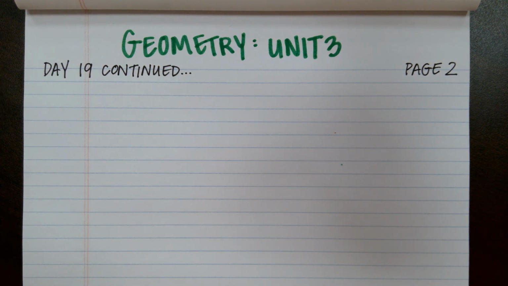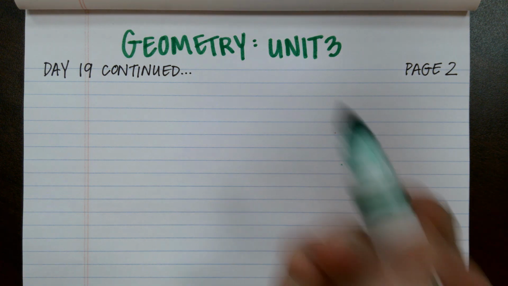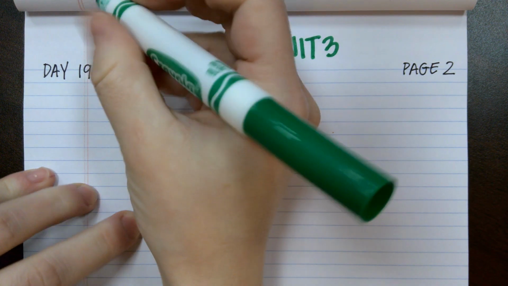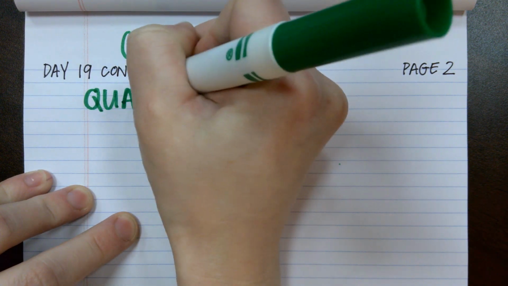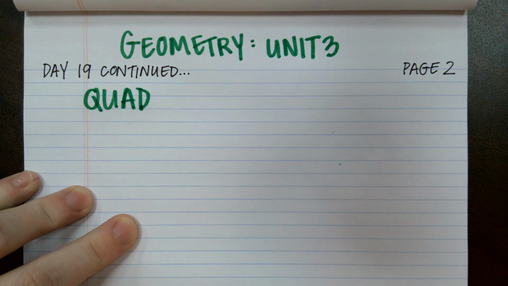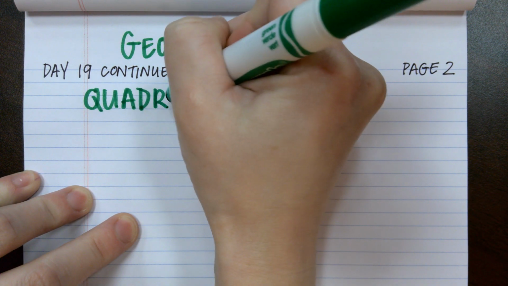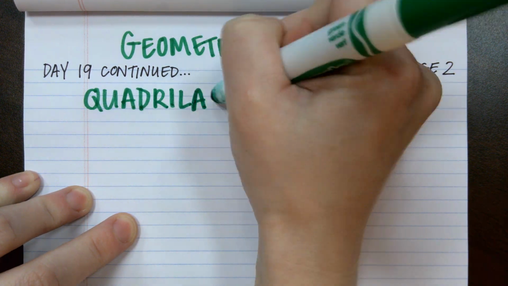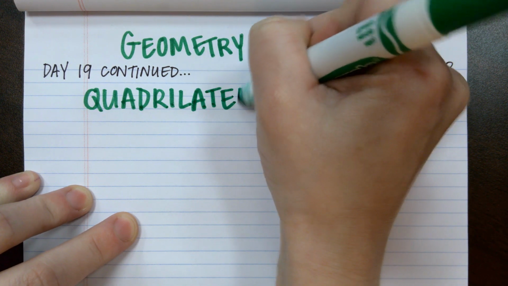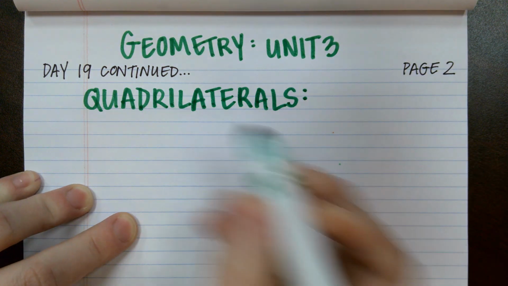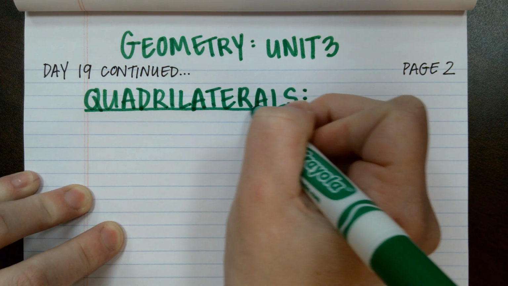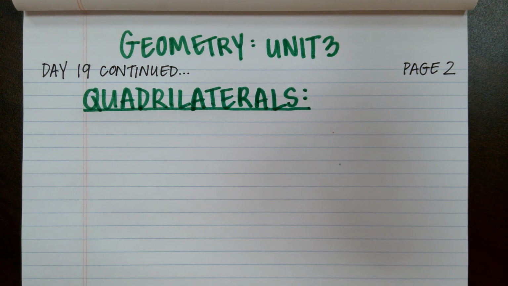So we're learning about a big category of shapes. We just learned about triangles. Now we're going to be talking about quadrilaterals today. So I'm going to title my page Quadrilaterals. Quad means 4. Big fancy word. Okay.